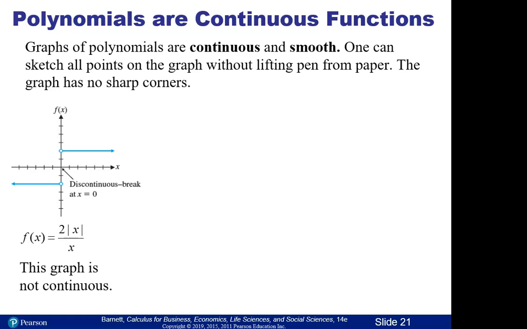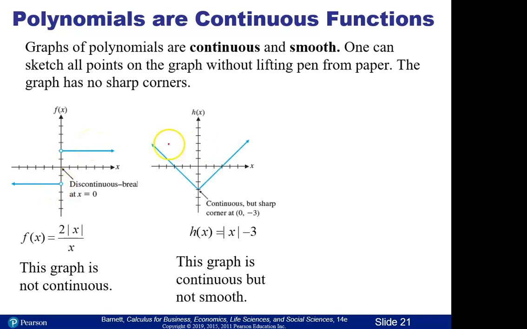Some other characteristics of polynomials is they are continuous and smooth functions. So when I look at one like this, it would not be a polynomial because we have what's called a point of discontinuity, which basically is a break in the graph. We've got a jump here that occurs from one piece of the graph to the other, so it's not continuous and therefore not a polynomial.